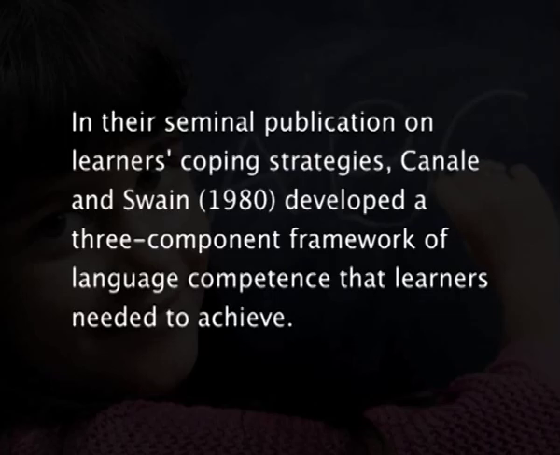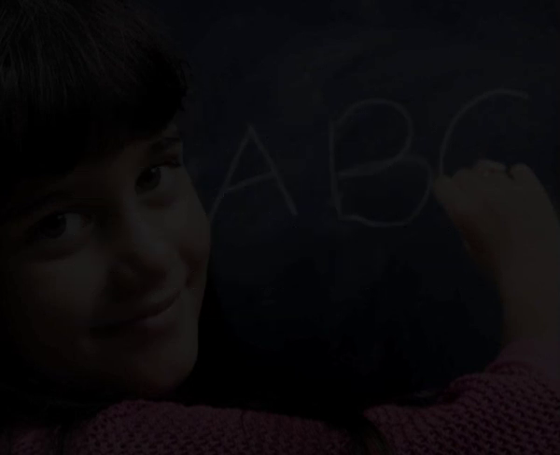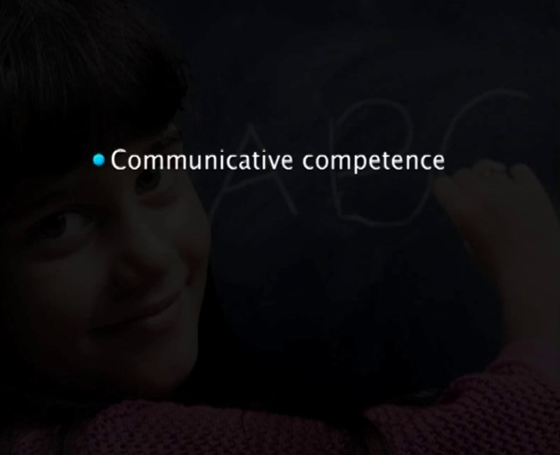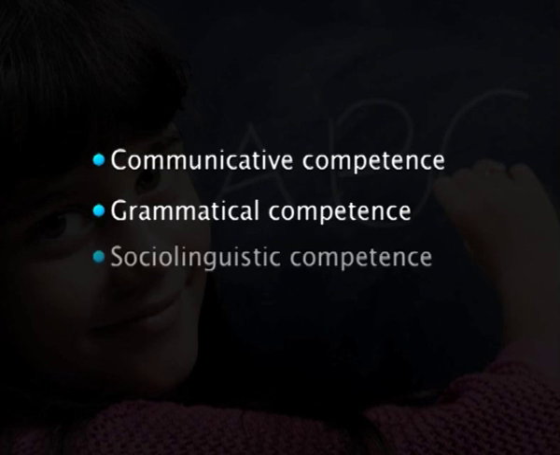In their seminal publication on learners' coping strategies, Canale and Swain in 1980 developed a three-component framework of language competence that learners needed to achieve. Those were communicative competence, grammatical competence, and sociolinguistic competence.